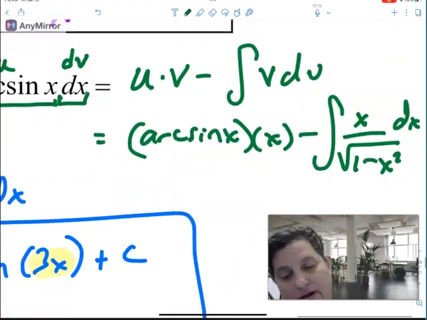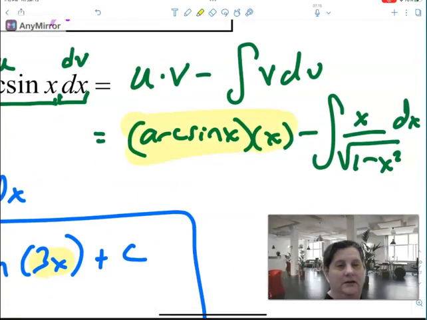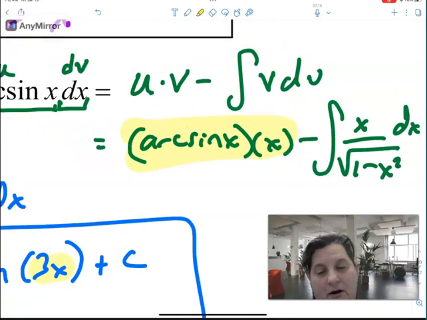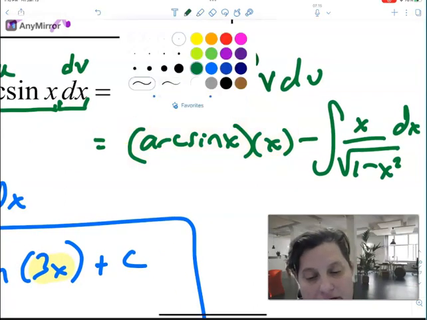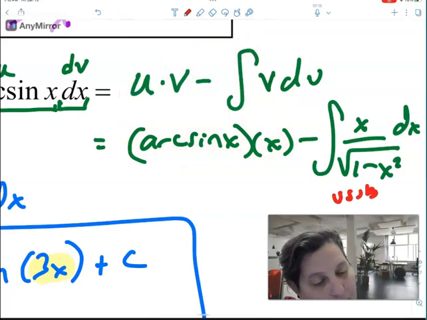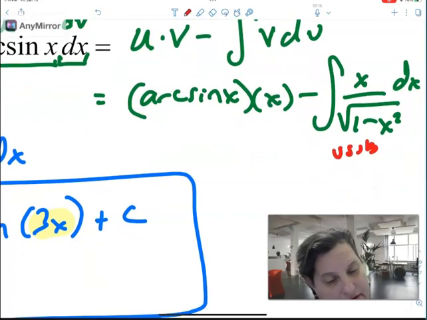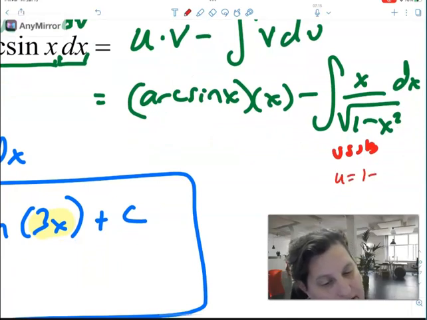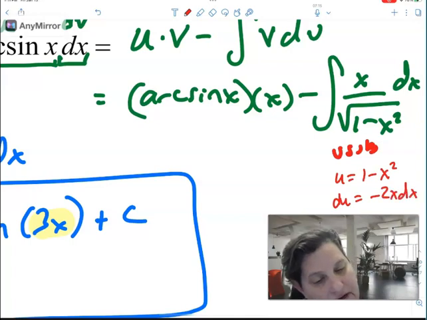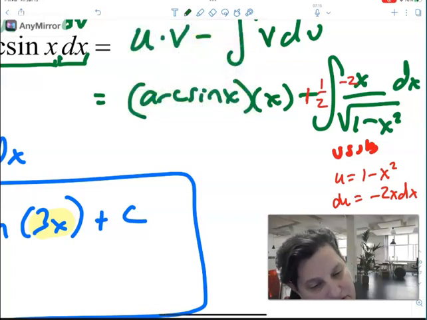Okay? Now look, this part of the problem is done. That's what we like. And now we just have to focus on this part. And guess what this part is? This part is a u sub problem. See that? I'm only focusing on this second part for a minute. If u is 1 minus x squared, du is negative 2x dx, negative 2, negative 1/2, so I just made that positive, right? So this turns into 1/2 1 over root u du.